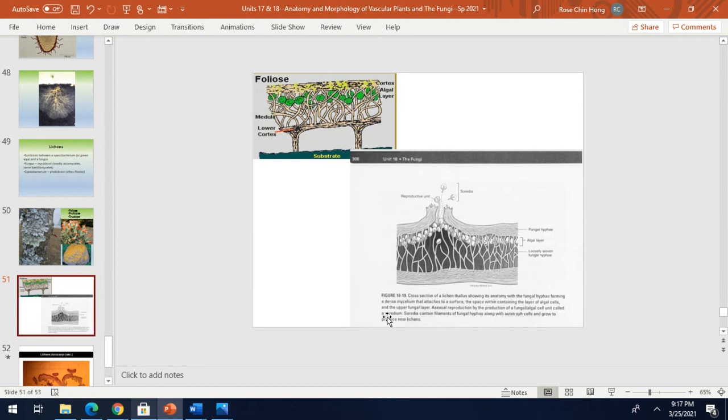Here is a soredium, which is the singular of soredia. So soredia is many more than one soredium. And that is the asexual reproduction of this fungal-algal unit. And that will give rise to another lichen growing somewhere else once it's dispersed.